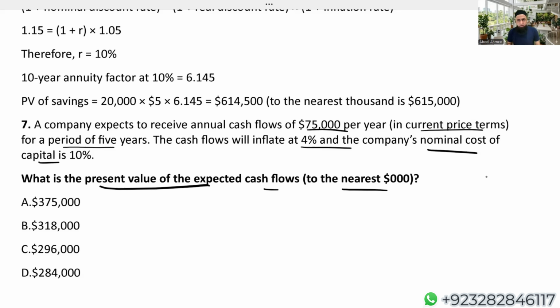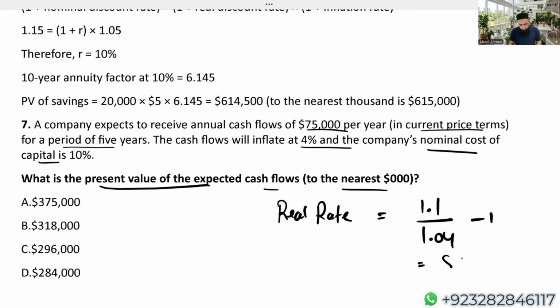By using the Fisher effect, we can calculate the real rate. The real rate is equal to 1 plus the nominal rate, which is 1.1, divided by 1 plus the inflation rate, 1.04, minus 1. Whatever comes, multiply by 100 and you will get a percentage. I'm getting 5.77%. Okay, make it 6%.